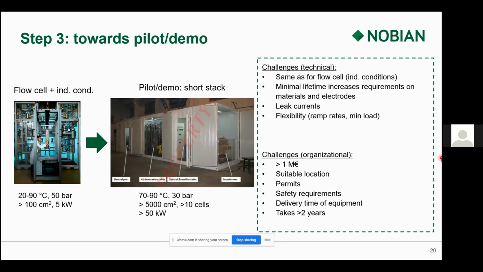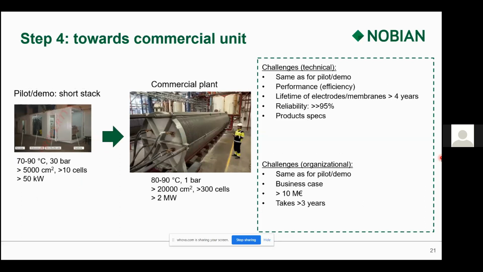Costs, of course, go through the roof. You already get discussions about permits and things like that. So there are quite some challenges there. It takes at least 2 years. And then after that, you take the step towards the commercial plant.